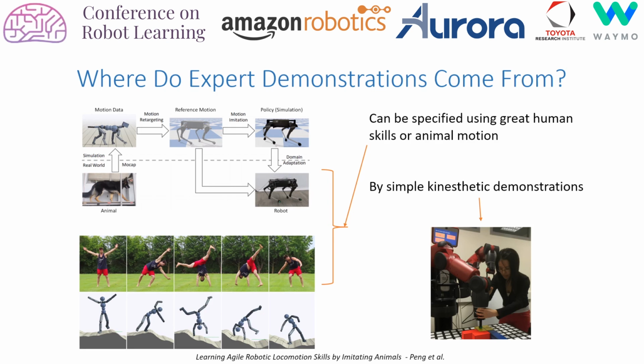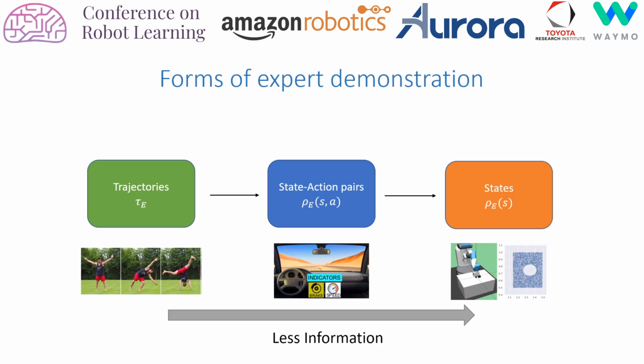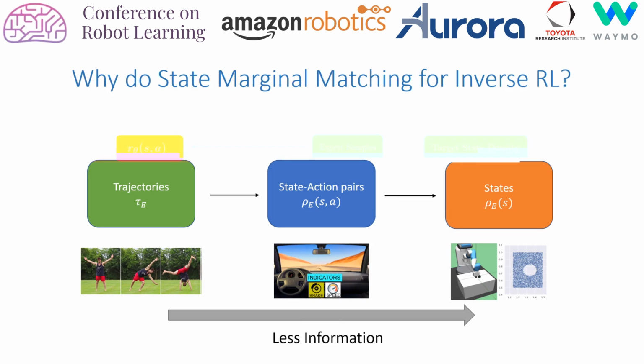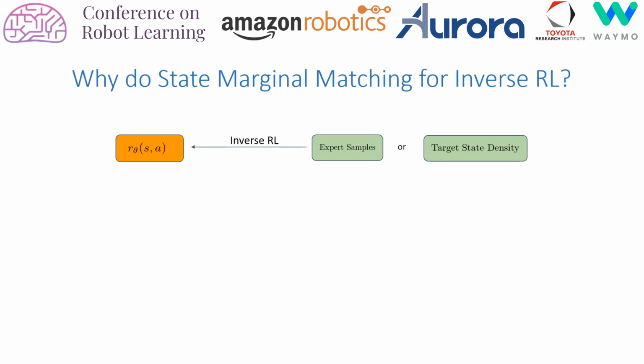The slide shows some examples where expert demonstrations were obtained from human skills, animal motion, or kinesthetic demonstrations. We can generally classify the demonstrations in three forms. Trajectories, which are an ordered in time collection of state action pairs. State action pairs, where we have the correct action for each state, and state marginals, which don't require actions to be known. Our method can learn either from observations or using state density.